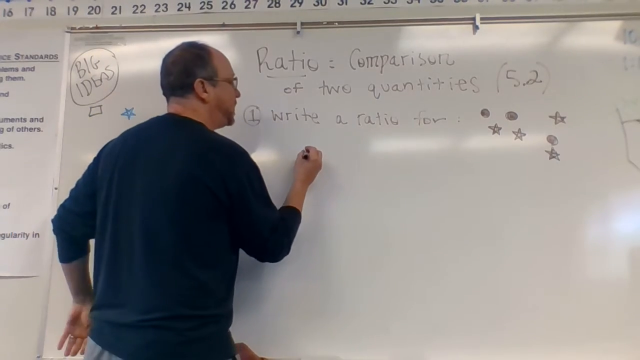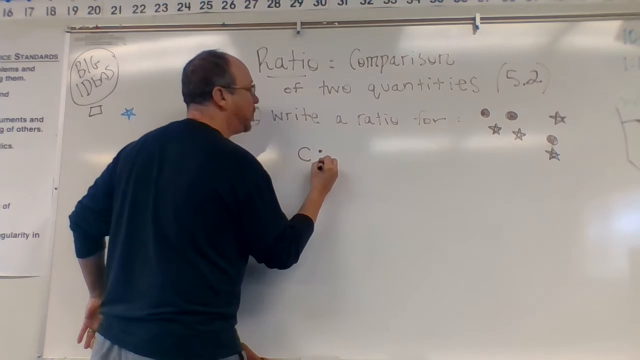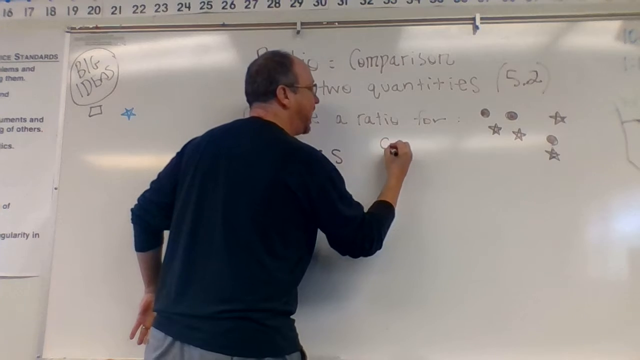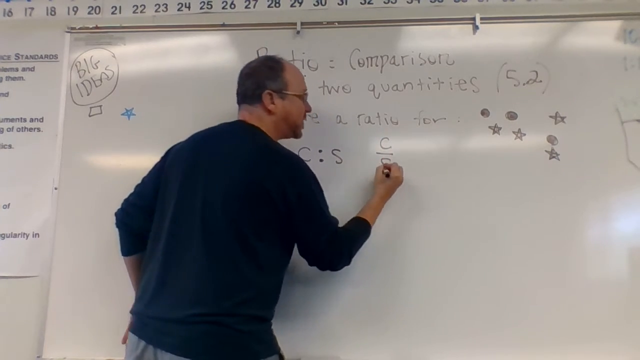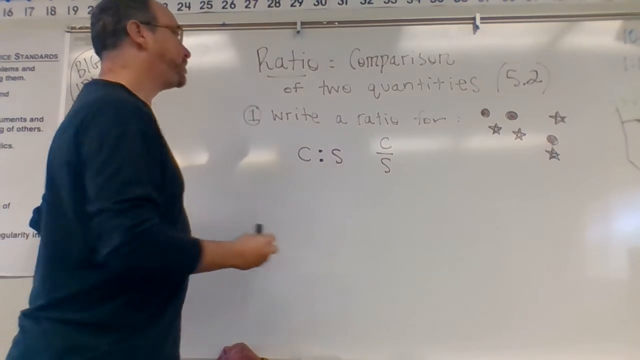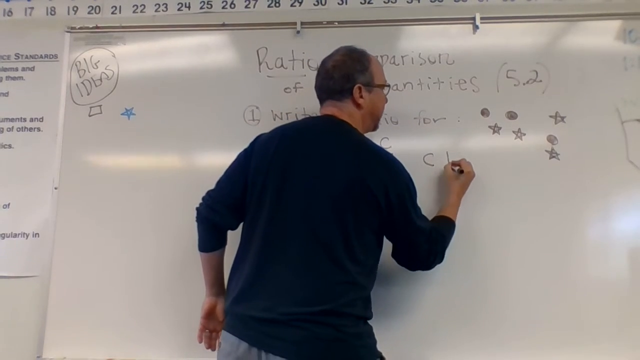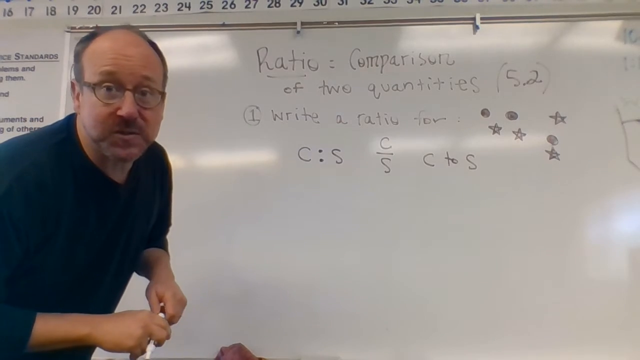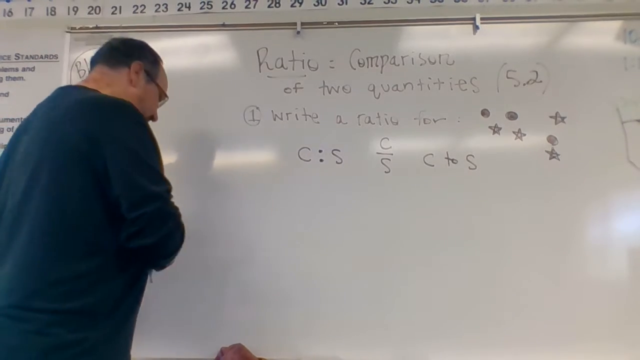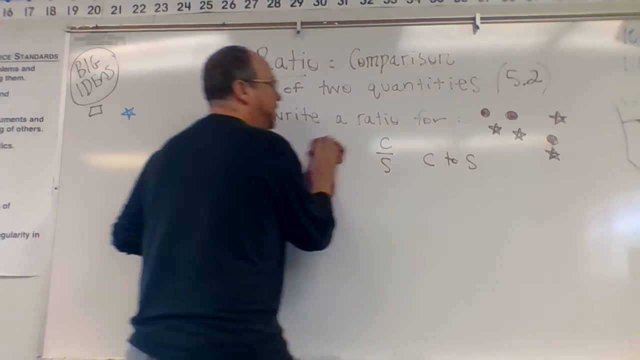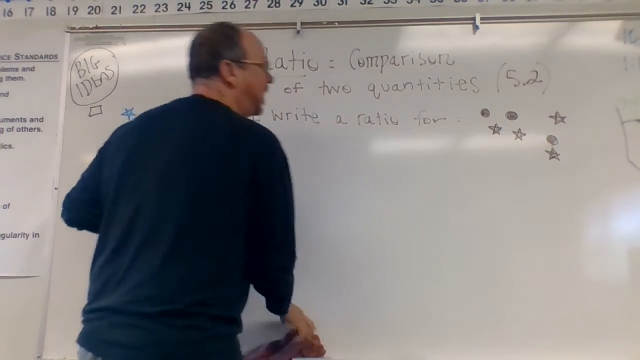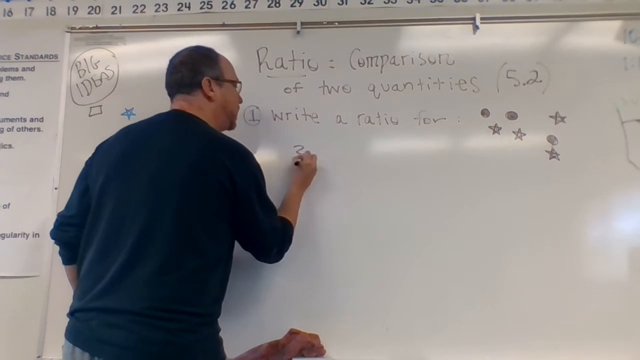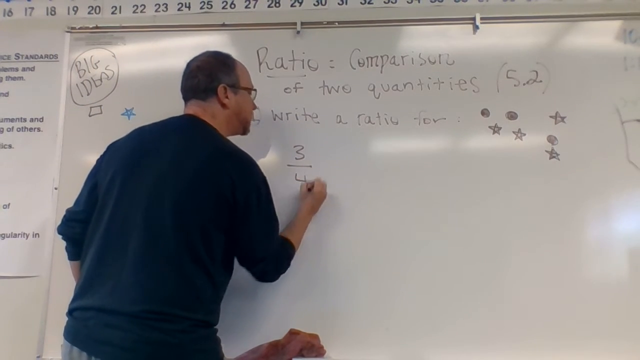As a reminder, we could write ratios in the form of circles colon to stars. We could write it as circles over stars, looking like a fraction form. And you could simply write it out in words, like circles to stars. I'm using C for circles, S for stars, right? So those are different forms we could show our ratios. And we're going to write it as 3 circles to 4 stars.